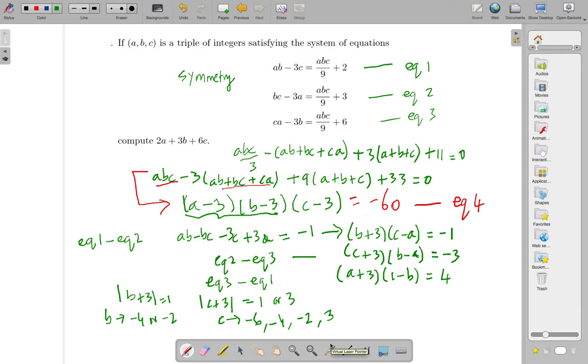But if you look at B minus 3 and C minus 3, they both divide negative 60, because the product of these three is negative 60, right? So what happens to B minus 3 when B is minus 4? It is minus 7. That doesn't divide 60, right? But when B is minus 2, B minus 3 is minus 5, which does divide negative 60. So B can only be negative 2, not negative 4.